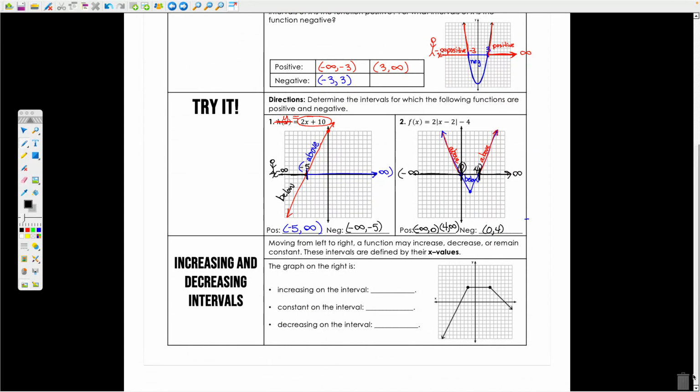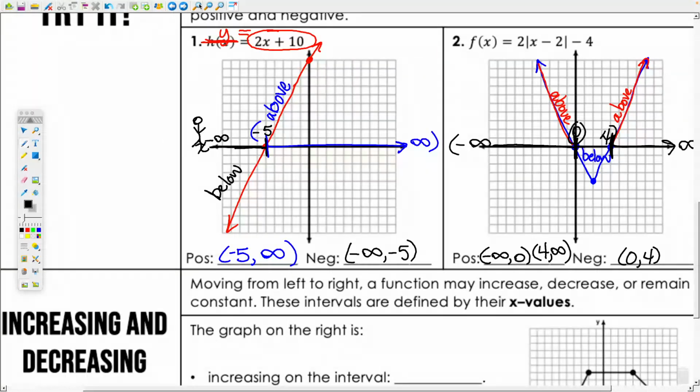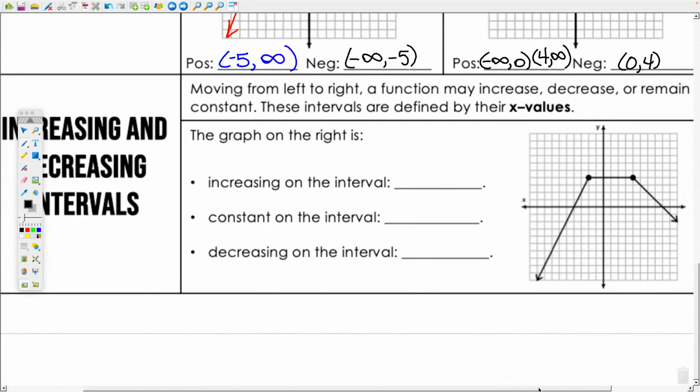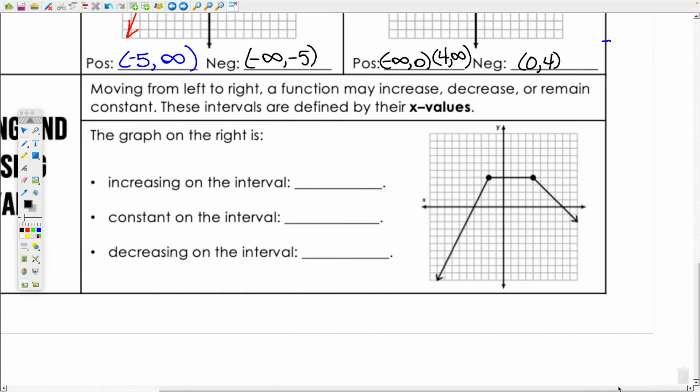remaining constant. This means I need you to erase temporarily the above and below concept. Okay? Erase that. And this is our focus. Our focus is now, is the graph going up or is it going down? Let me zoom in on this. I know you can see this graph goes upward starting here, right?